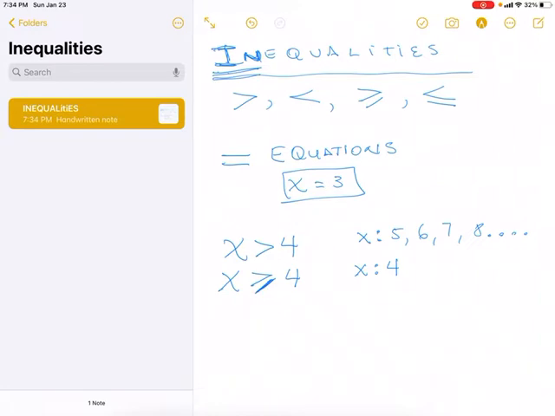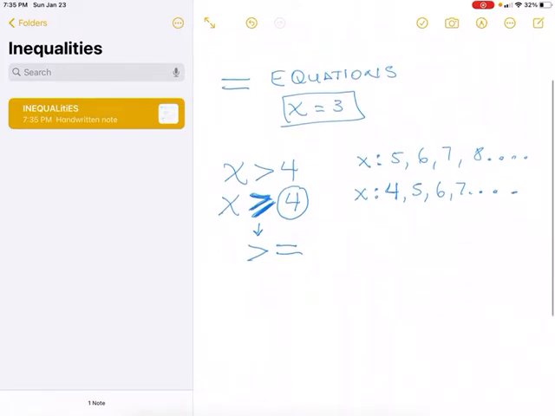See? Equal or greater. So your first number will be 4 because it has the equal here. This symbol right here is greater and equal. So when you put it together, it looks like this. Greater or equal. So if it's greater or equal, that means it could be 4 or more, 5, 6, 7, and so forth. Okay?